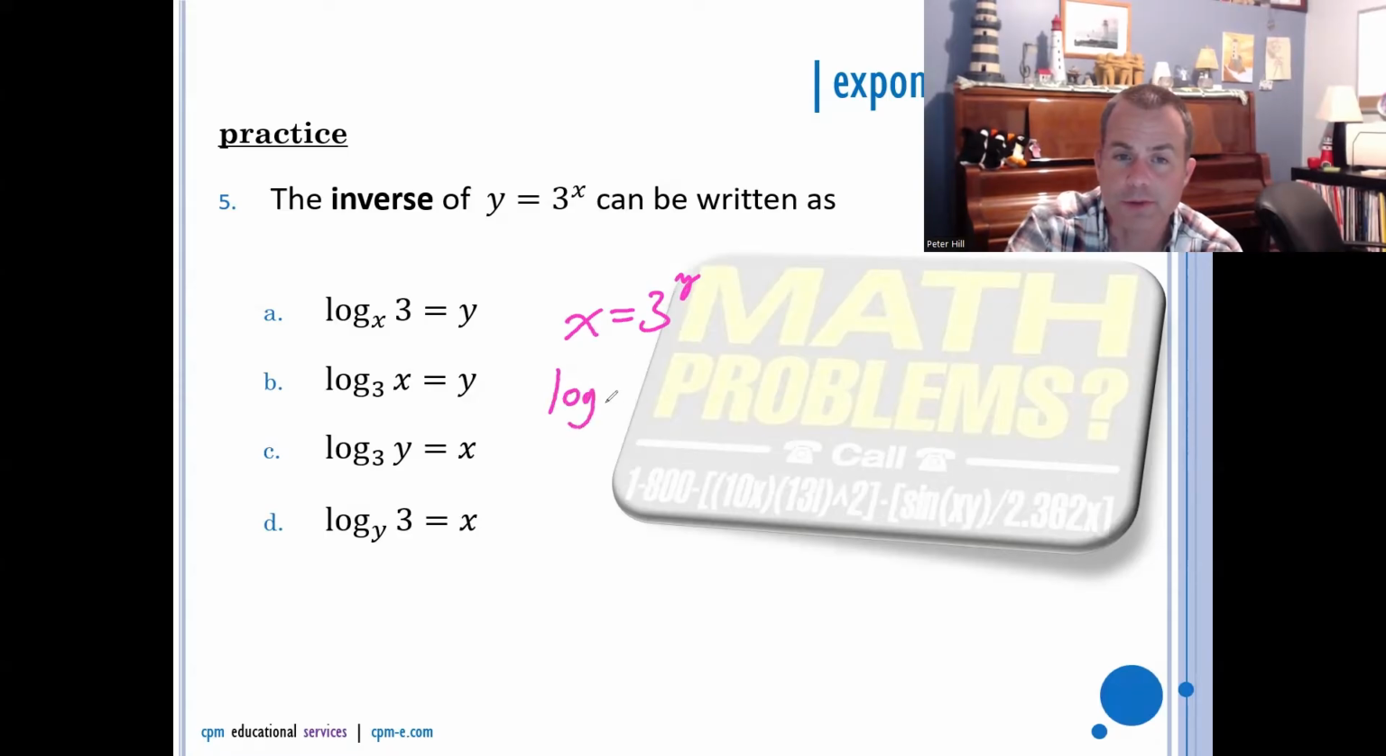Base becomes the base, so I'm looking at log base 3. The one that was locked should now be free, and the one that was free should now be locked. So the x is now locked into the log. y is now free and by itself. So that is going to look like B.